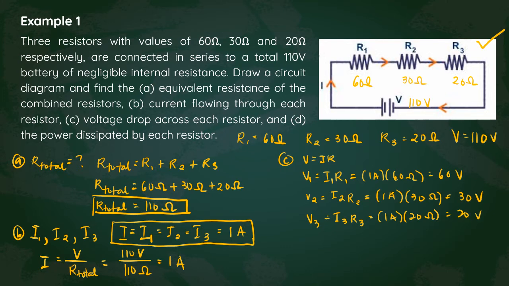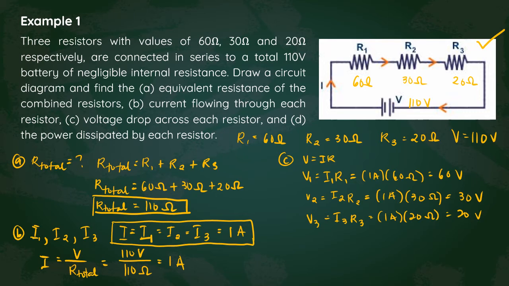And as you can see, if you check it, remember that the total voltage drops given by each resistor will be equal to the total voltage of the circuit. So if you look into the sum, 60 volts plus 30 volts plus 20 volts is 110 volts, which is equal to the total voltage of the circuit.